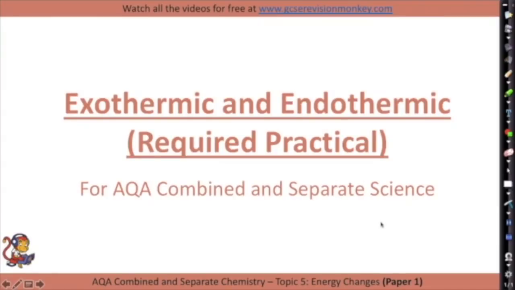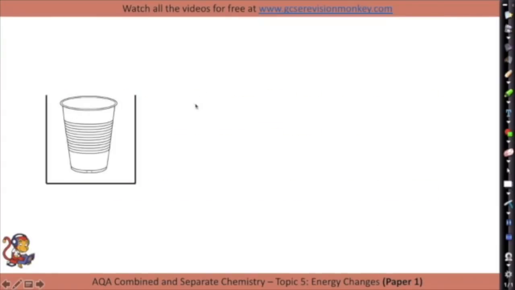Now we'll discuss a required practical on exothermic and endothermic reactions. With this practical, you'll be asked to investigate the temperature change of a reaction, and you might be asked to change a particular variable such as concentration or mass of the reactant and see what effect that has. The main thing with this practical is the reaction happens in a polystyrene cup, and you'll have a thermometer in there to see how the temperature changes in the reaction.